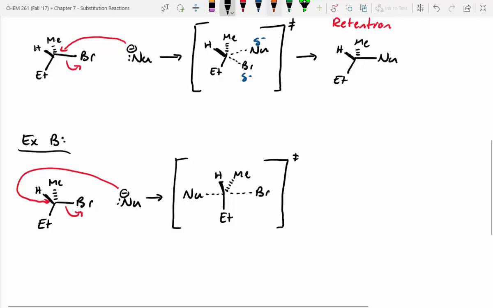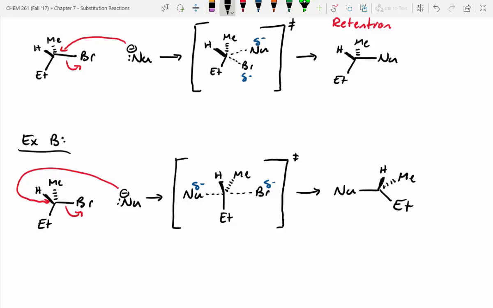And just like before, we know the bromine, when it's halfway off, has a partial negative. The nucleophile will also be partial negative. And when we show our final product, the nucleophile is going to be attached to the opposite face that the bromine was once attached to. So this would be an example of inversion.